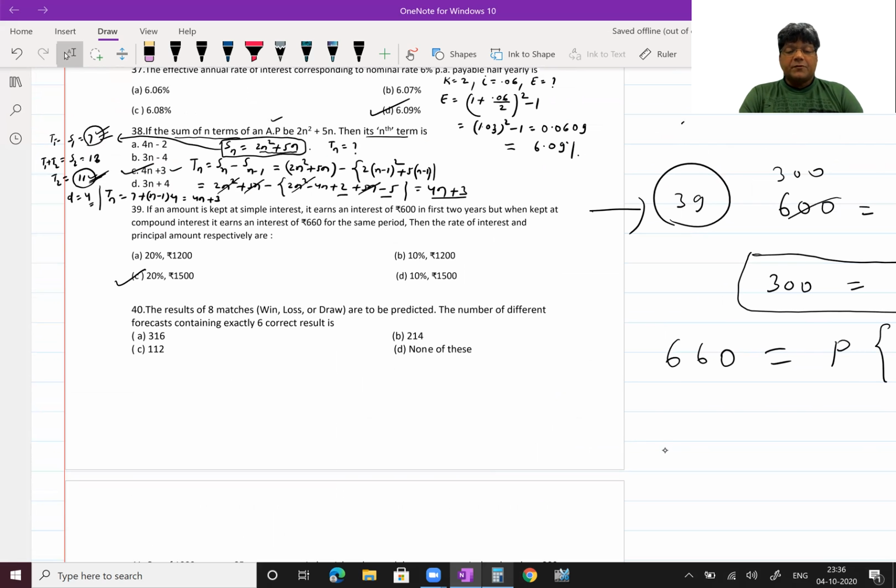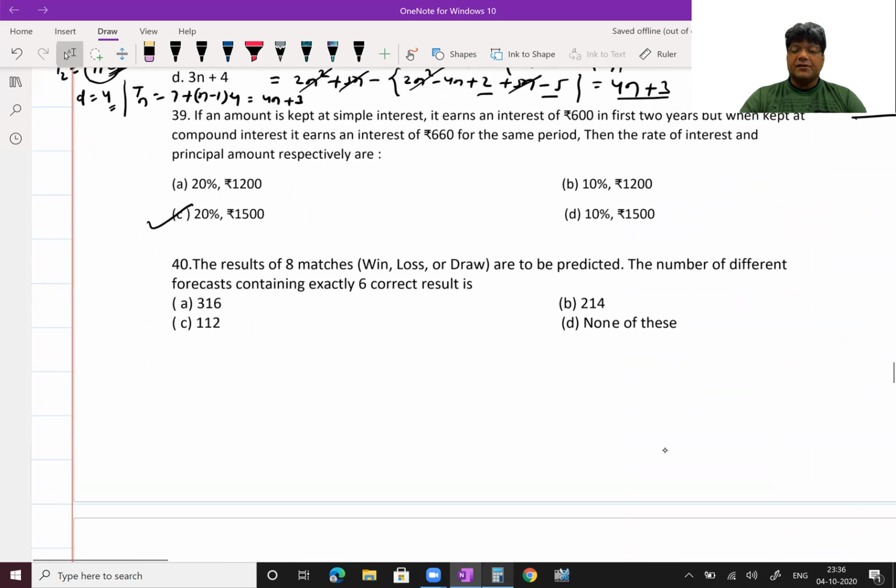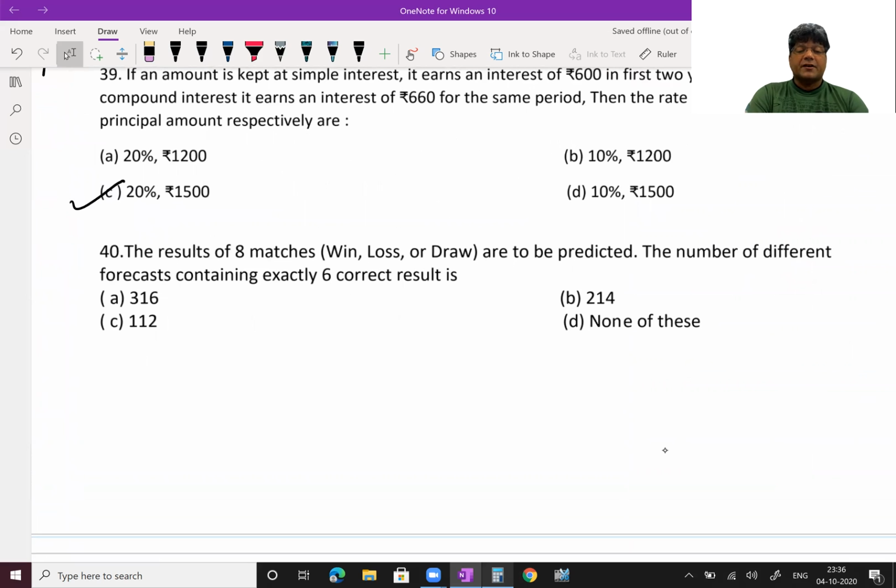39. Now question number 40. Already you have done this, guys, when I taught the chapter permutation combination. I think we did this question in exercise D of your chapter. And then again, same thing. So it should be easy for you to understand.